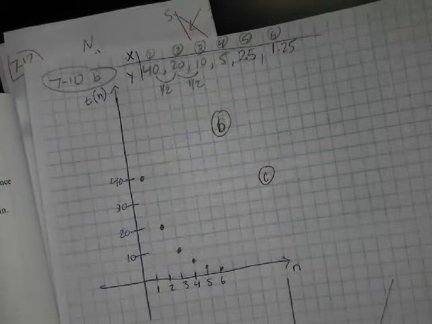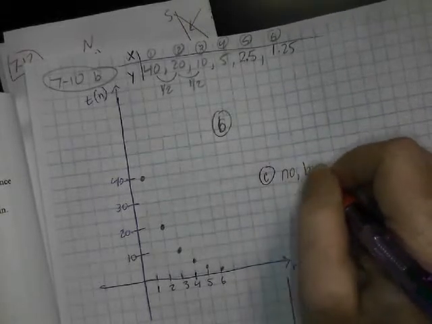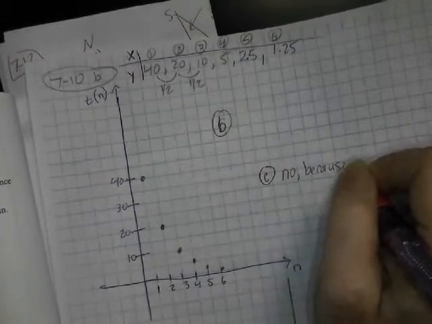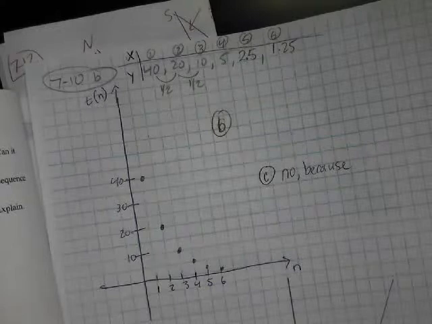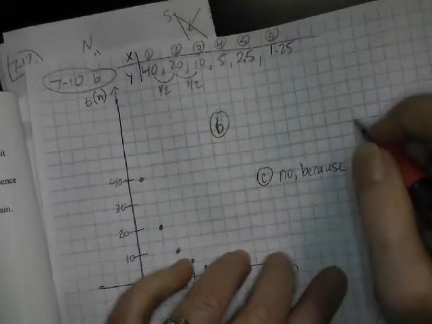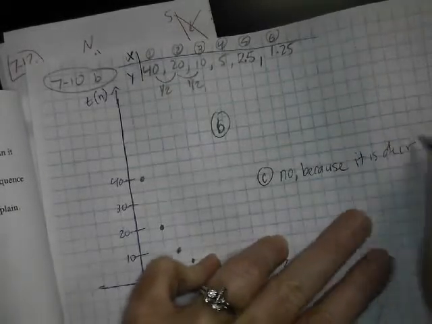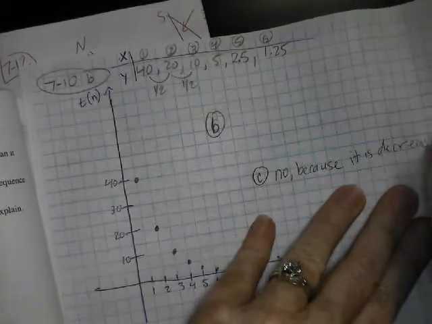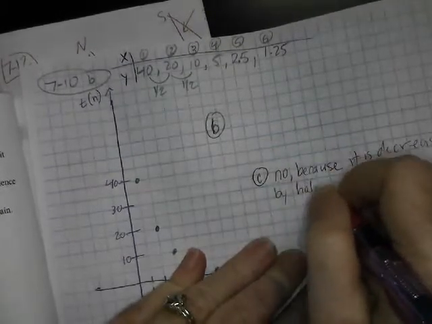No? Why not? So we'll say no because... Oh yeah. Because it's just decreasing by half, it'll never reach below zero because eventually it's just going to reach like 0.000000 and so on and so forth until you get like 1.